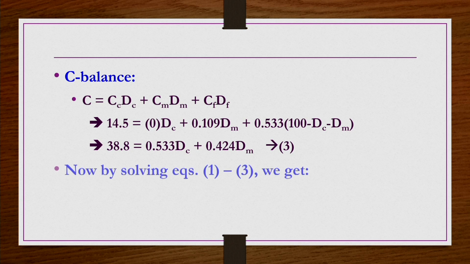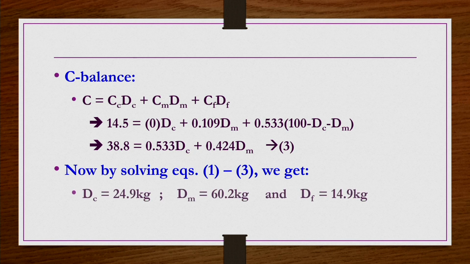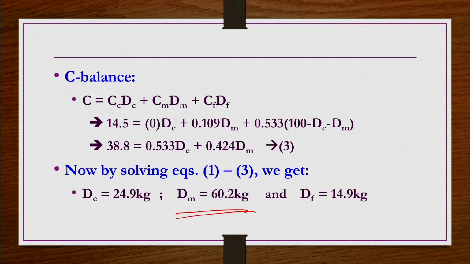So, if you solve equations 1, 2, 3, you get dc equals 24.9 kgs, dm equals 60.2 kgs and df equals 14.9 kgs. So, we can understand from this operation that 60.2 kgs of medium fraction is there, and then 14.9 kgs of finer fraction is there, whereas the coarse fraction is 24.9 kgs. So, this is how we have to solve the problems using this screen analysis.